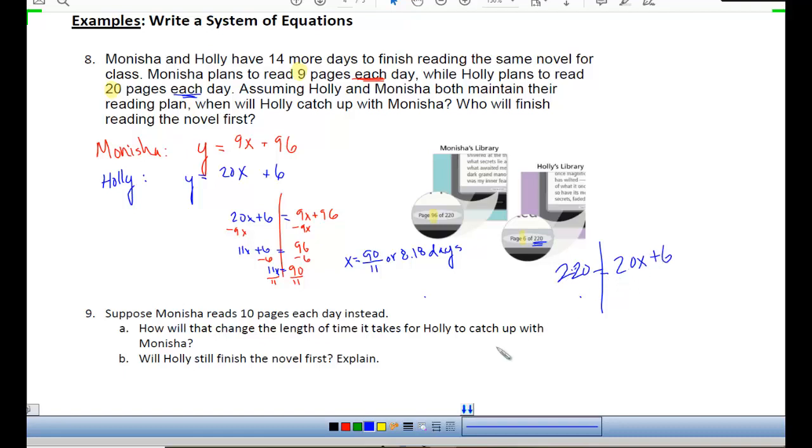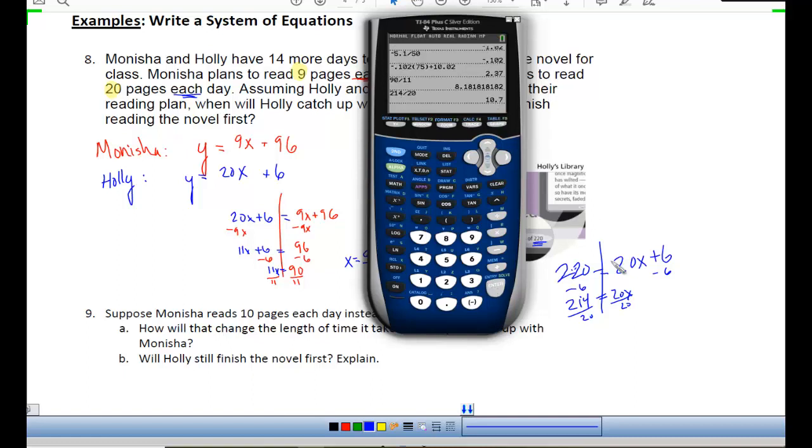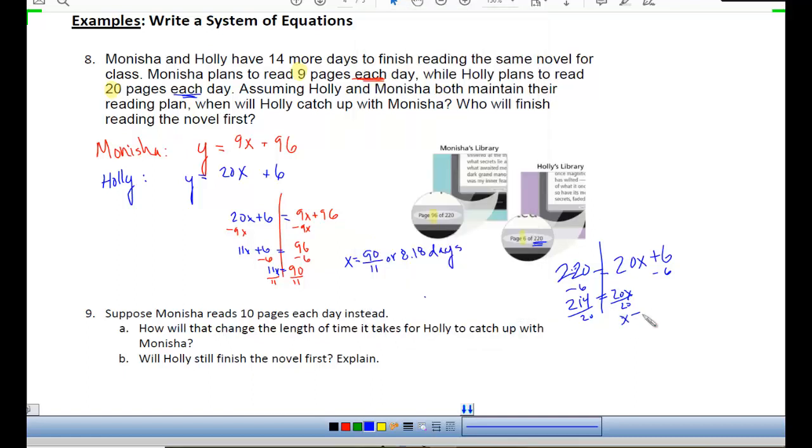So then we can go ahead and just solve this. So minus 6. That's going to be 214 equals 20x. Divide by 20. And we'll pull up the calculator again here. And so we have 214 divided by 20. So that's going to be 10.7 days. So somewhere in the 11th day that she's been reading the book, she will complete that and have all of the 220 pages read.